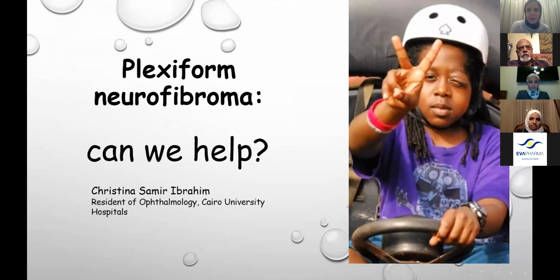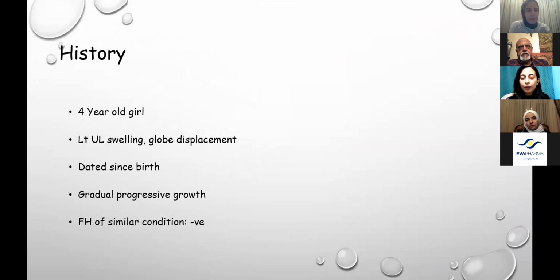Good evening, my dear professors and colleagues. I'd like to share with you today a case of plexiform neurofibroma. We have a child of 4 years old. She has a left upper lid swelling and a globe displacement, and the mother noted that since birth, but she noted a gradual progressive growth over the 4 years. And when we asked her about family history of a similar condition, she denied.